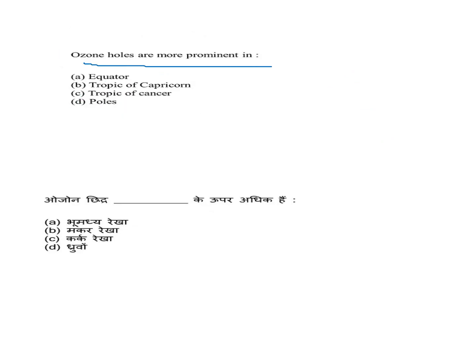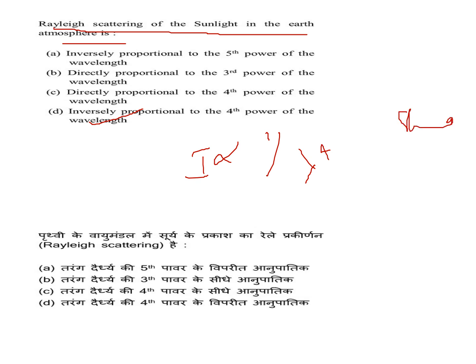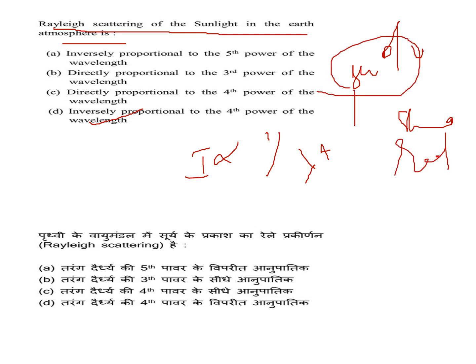Ozone holes are prominent in poles. Radiant scattering of sunlight in the Earth's atmosphere, I, is inversely proportional to the fourth power of wavelength. Always remember, shorter wavelengths scatter more than longer wavelengths. Examples of shorter wavelengths are blue and violet. A longer wavelength is red. Because shorter wavelengths scatter more, your sky color is bluish in nature.